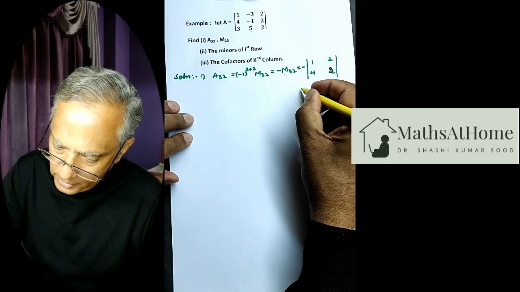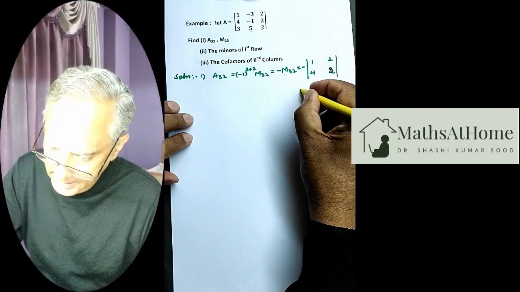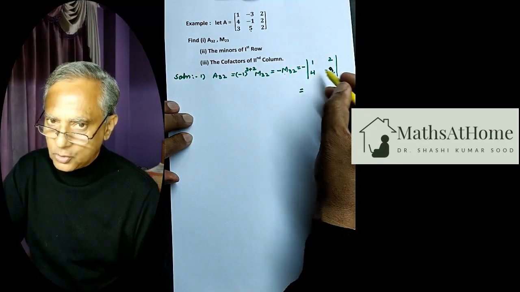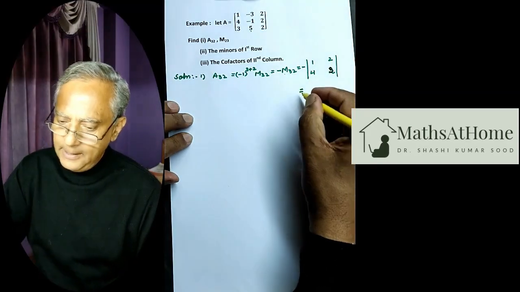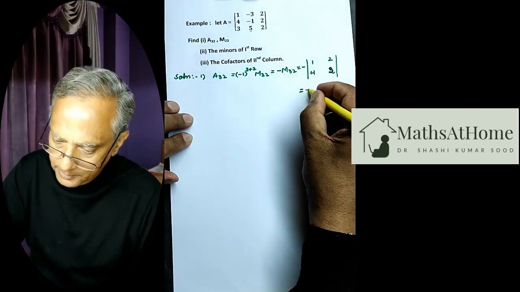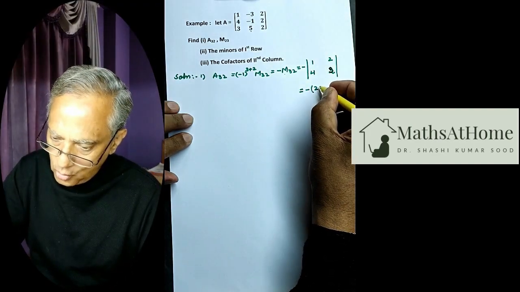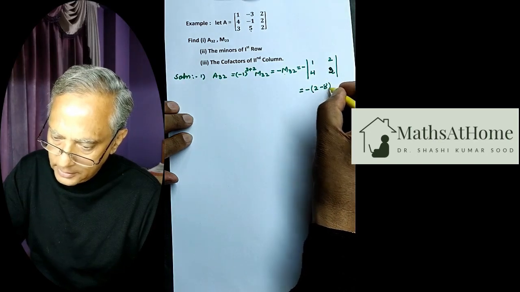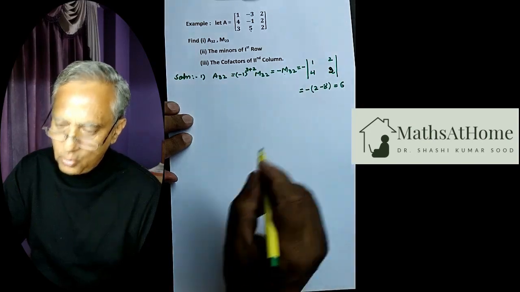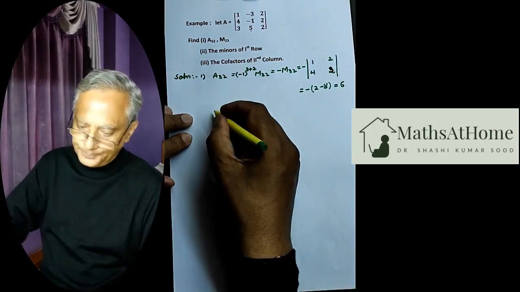Now the determinant of this matrix is this into this, which is 2, minus this into this, which is 8. So this will be 2 minus 8, that is minus 6. Minus of minus is plus, so this will be equal to 6.